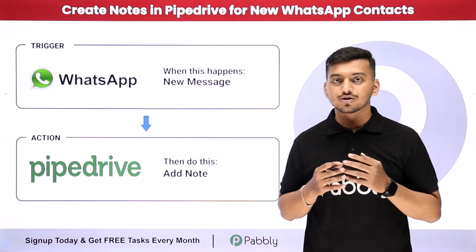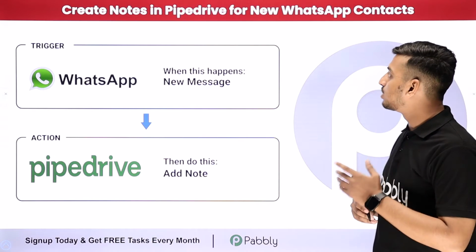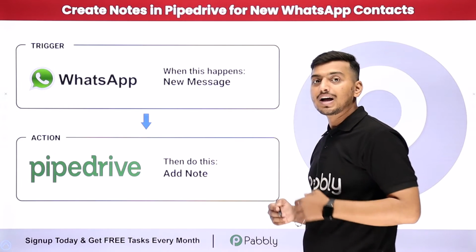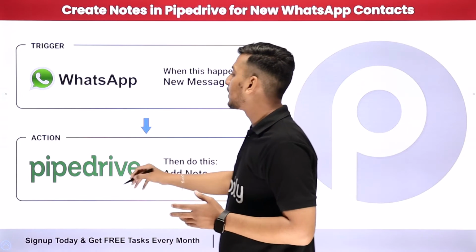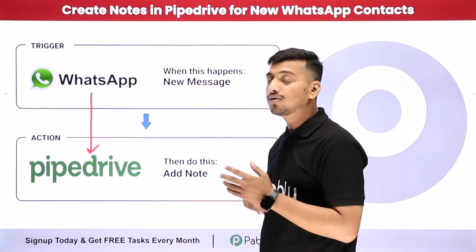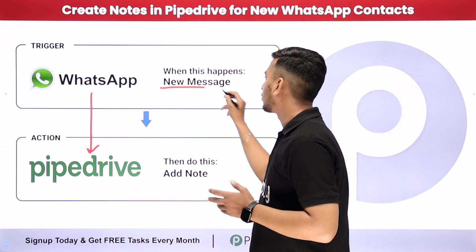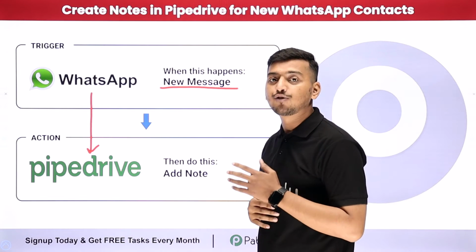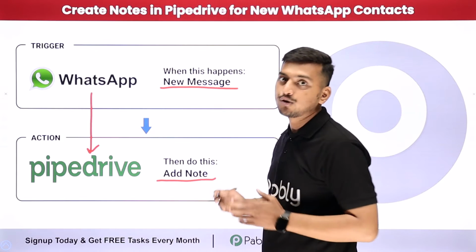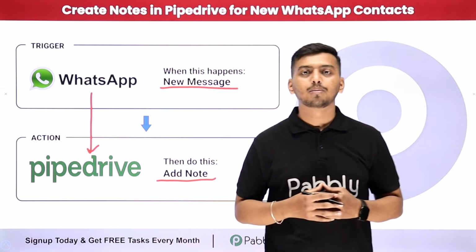Today I will demonstrate how you can create notes in Pipedrive for new WhatsApp contacts. In this video, I will integrate WhatsApp and Pipedrive with the help of Pabbly Connect. After this integration, whenever you receive a new message notification on your WhatsApp account, a note will automatically get created for that particular person on your Pipedrive account for your team for better follow-up and management.